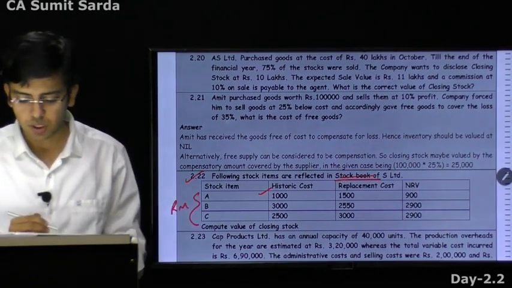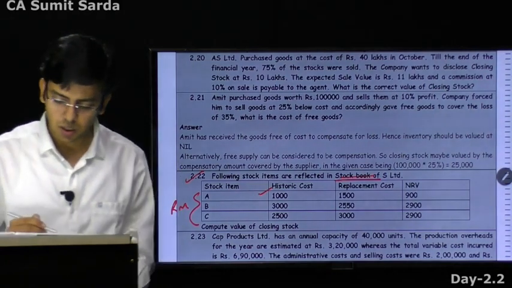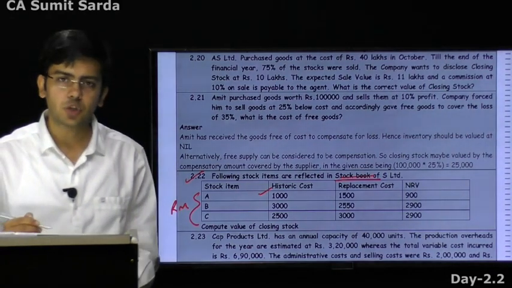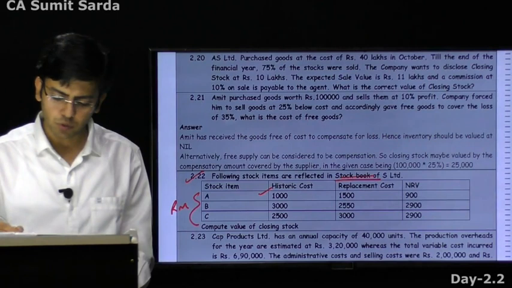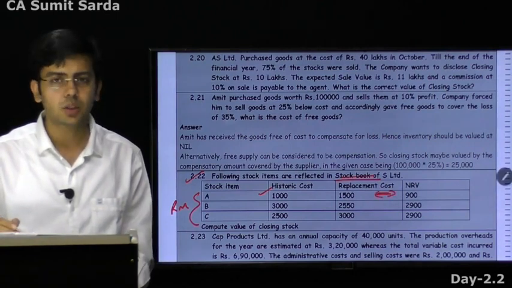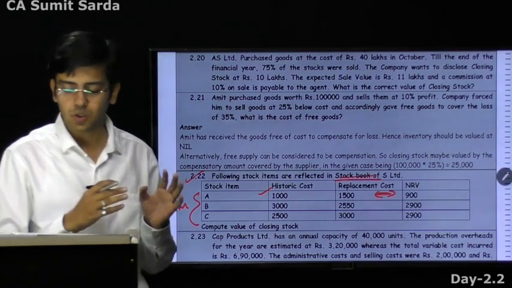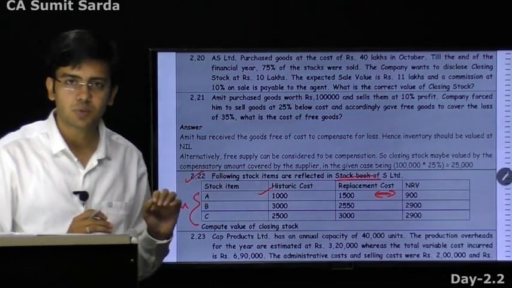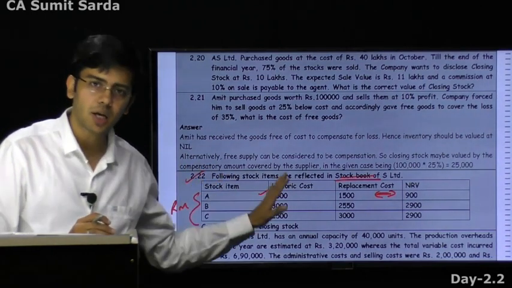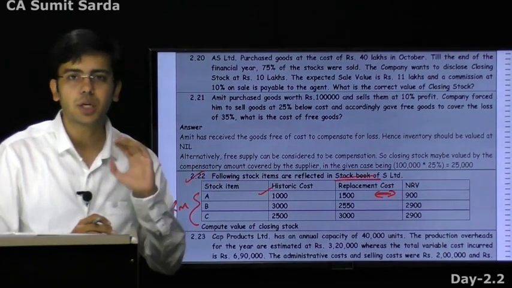There's a historical cost, there's a replacement cost, and there's an NRV. Sir, we have studied that as per AS2, NRV is replacement cost. How come both of them are being shown differently in this question? So, in the question, they haven't given you NRV as per replacement cost, as per AS2. They have just given you the NRV by the basic calculation that I've explained you.